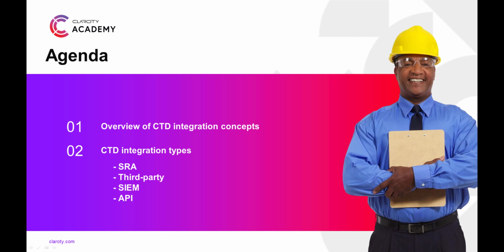Next, we'll very briefly cover each of the integrations with an examination of the value each integration can bring to your cybersecurity environment. First, we'll discuss CTD integration with Claroty's SRA application. Next, we'll discuss integration with supported third-party applications. After that, we'll discuss the vitally important task of enabling CTD syslog messaging to any Security Information and Event Management, or SIEM, solution that a customer may be using, and what information is actually being sent. Finally, we'll finish off with a brief discussion of API integrations.